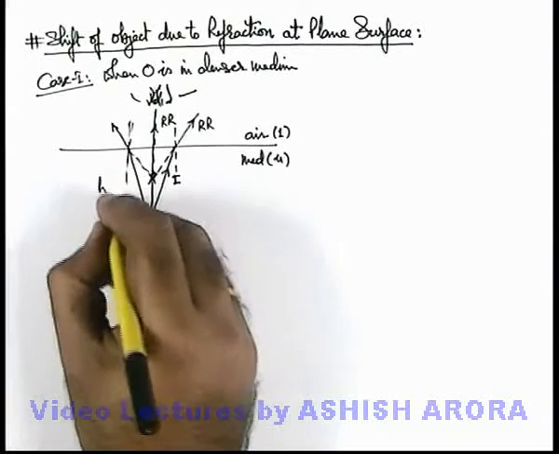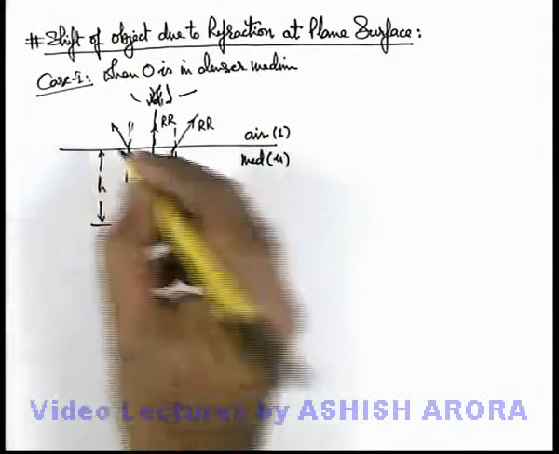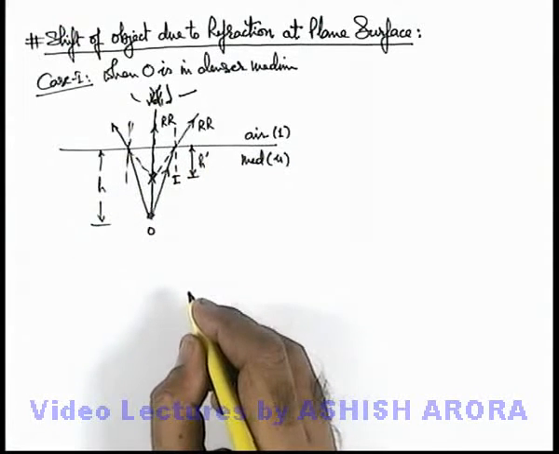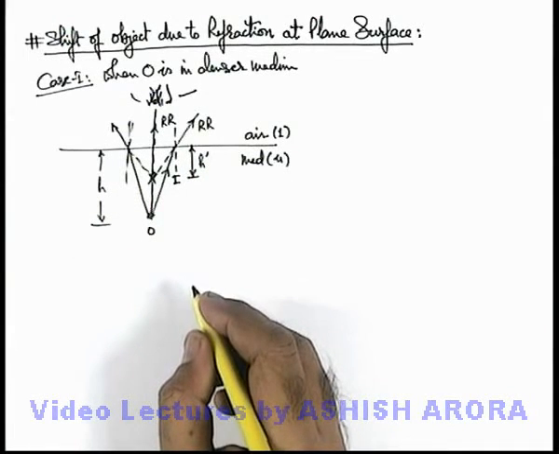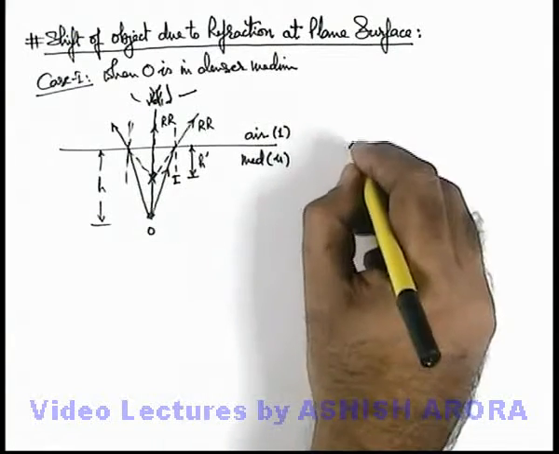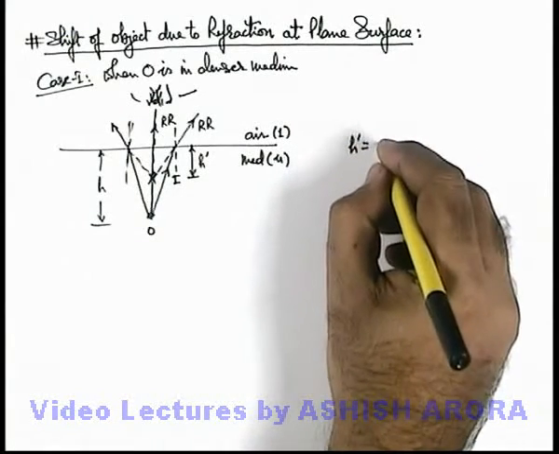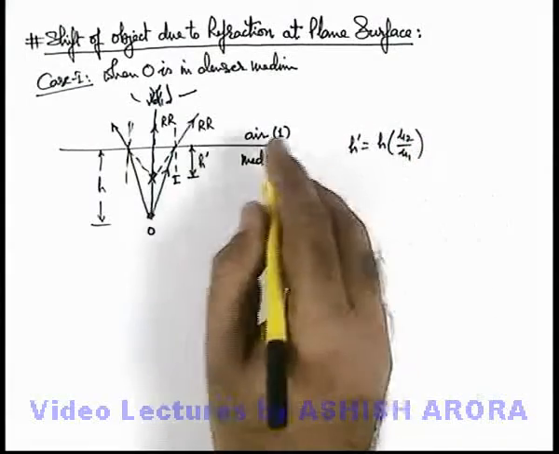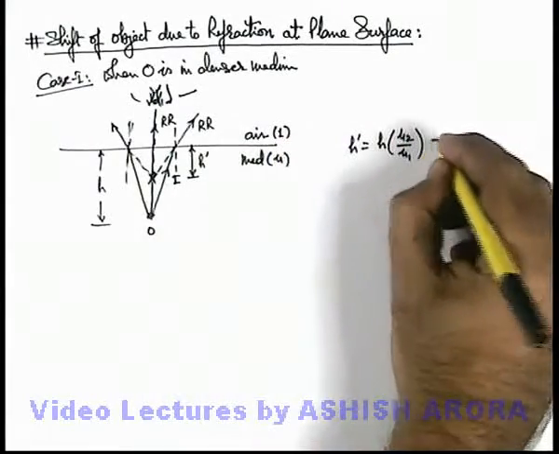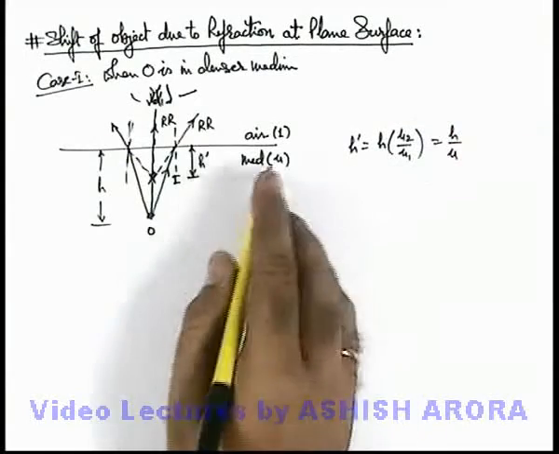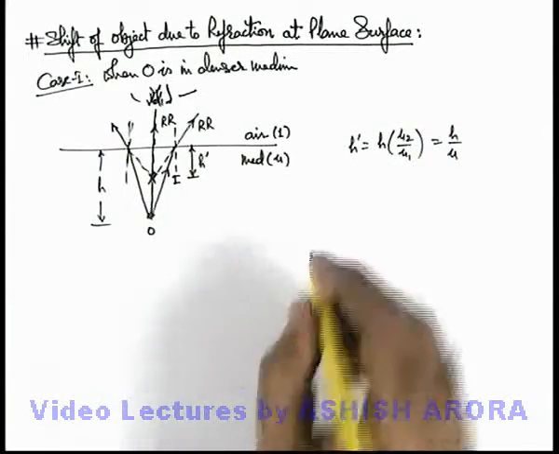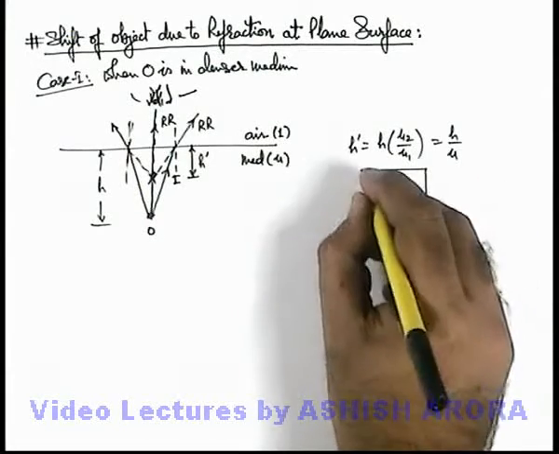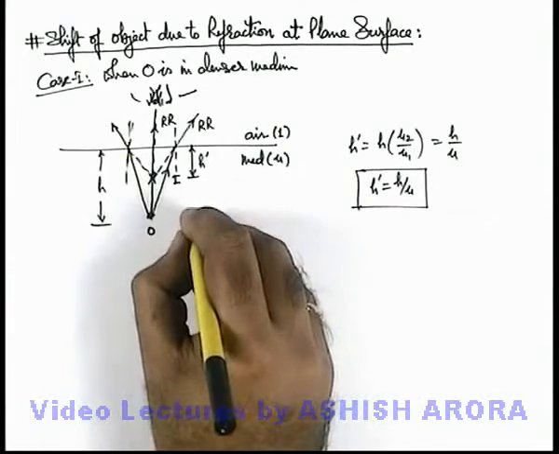So if object is located at a depth h below the boundary, an image is produced at a distance h prime, then as we have recently studied, the value of this h prime we can write as h multiplied by mu2 by mu1. Here the value of mu2 we can take as 1, so this will be h by mu, because the value of mu1 we are taking as mu.